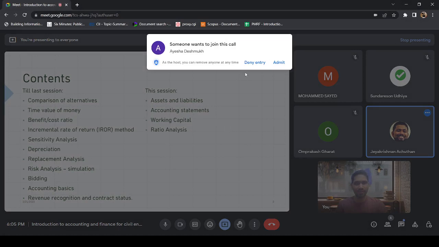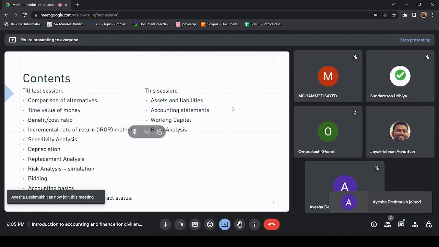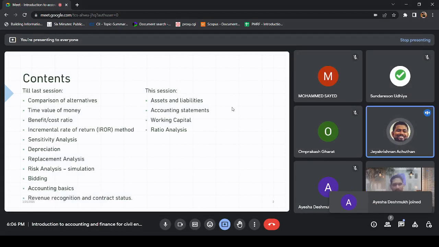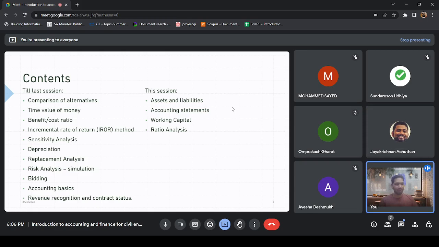Did you go through the video recording for week 7? No, I have not gone through that video recording. Okay. In that, the main focus was on discussing what are liabilities and what are assets. And basically, when coming to the heads, we discussed multiple heads there.